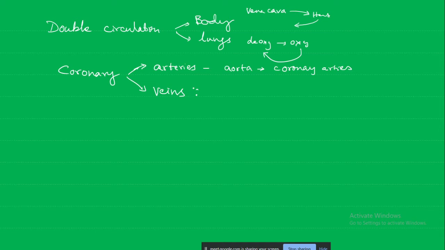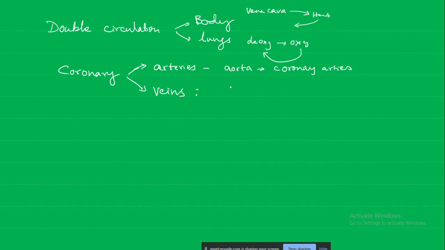Excuse me, sir, I have a question. The human heart is a four-chambered heart. What would have happened if the human heart was two-chambered?